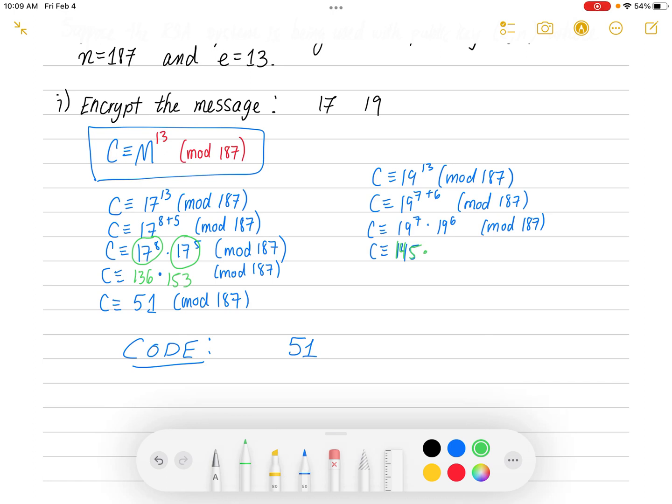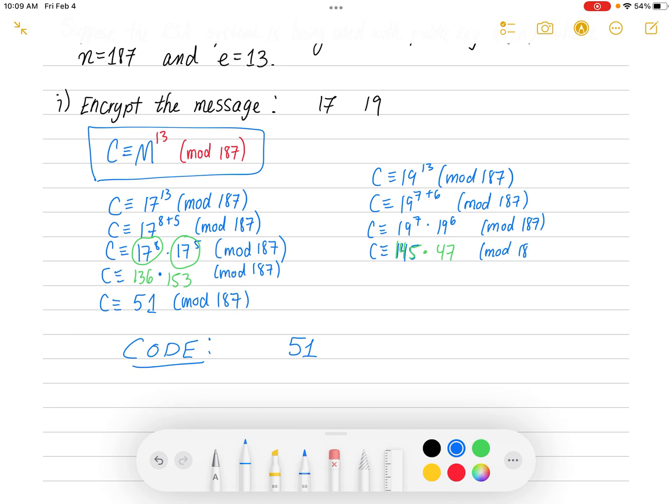Now we have to do 19 to the 6th. We're going to divide that by 187 and get a quotient of 251,582. So I'm going to take 47,045,881 minus 251,582 times 187 and get a remainder of 47.